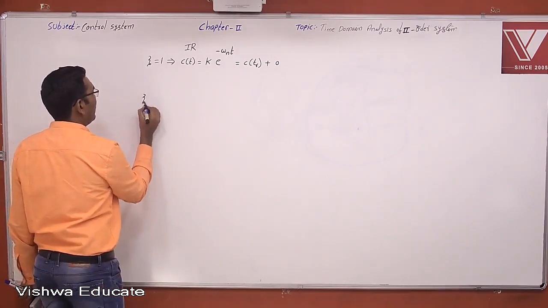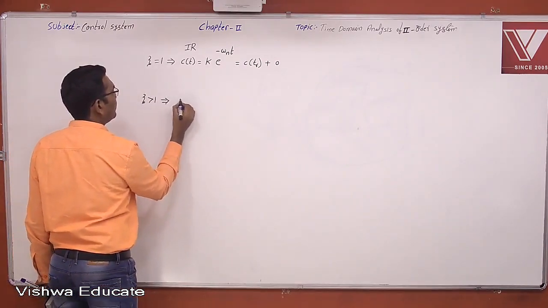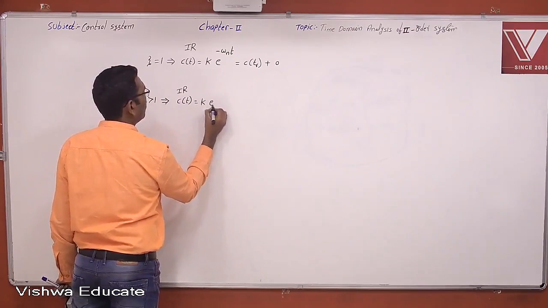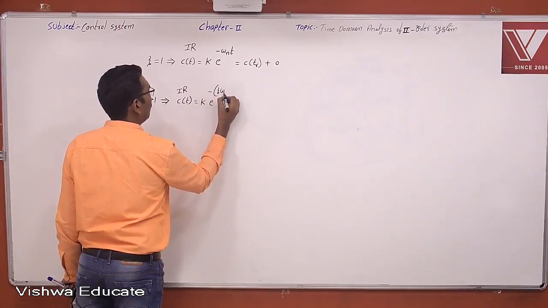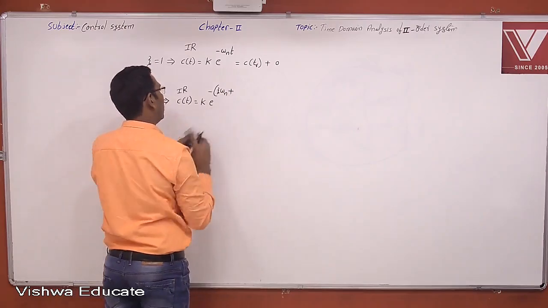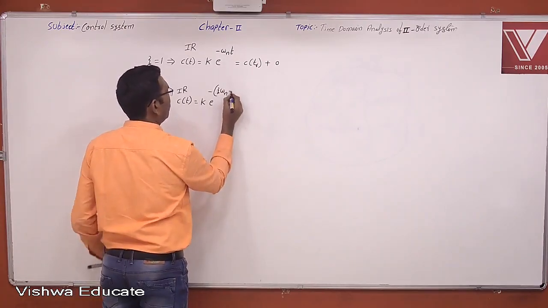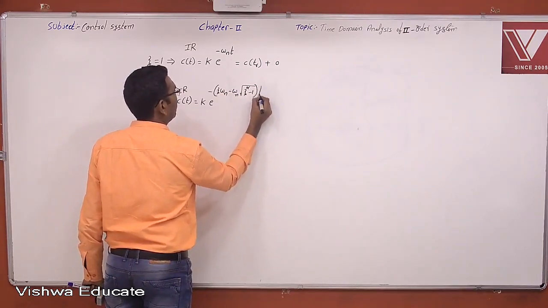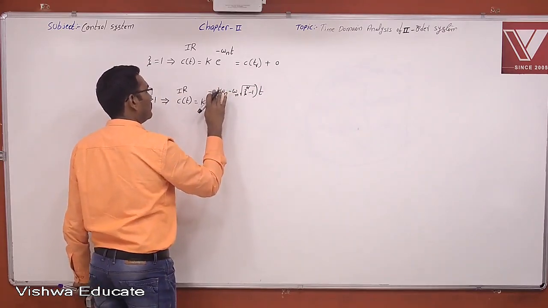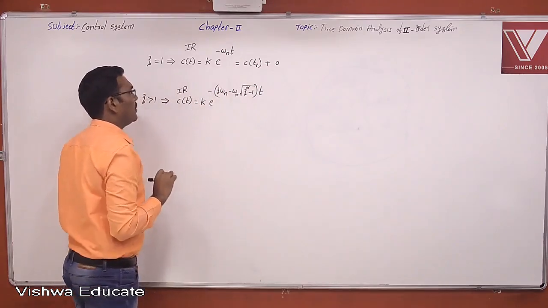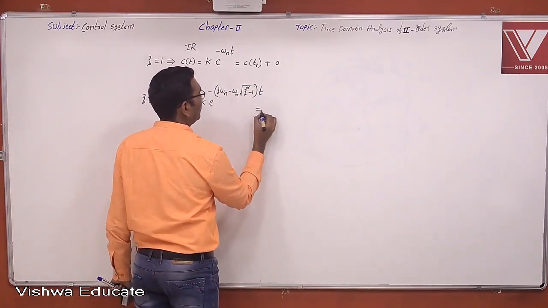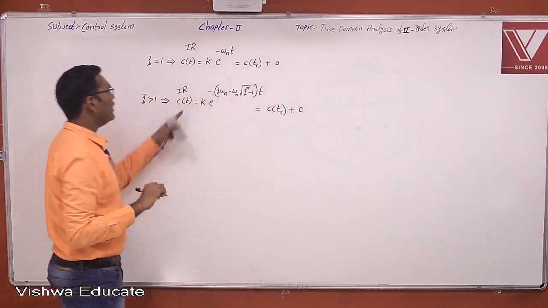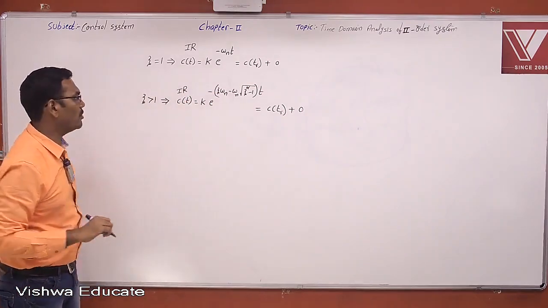Similarly, when damping factor zeta is greater than 1, the impulse response is k into e power minus zeta omega n into t, with the term minus omega n into square root of zeta square minus 1 into t. This is the transient response and no steady state term, only a transient term. As t tends to infinity, this value is also 0.